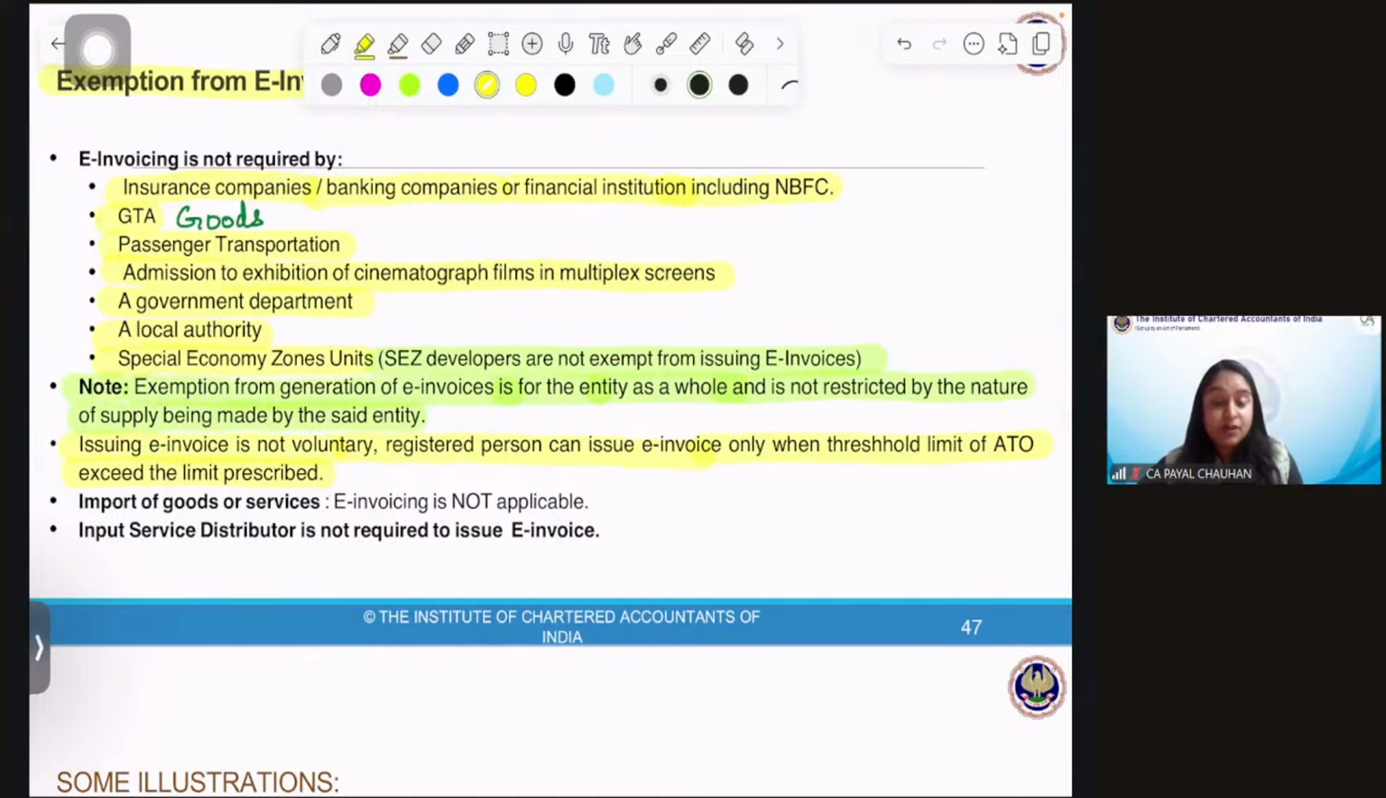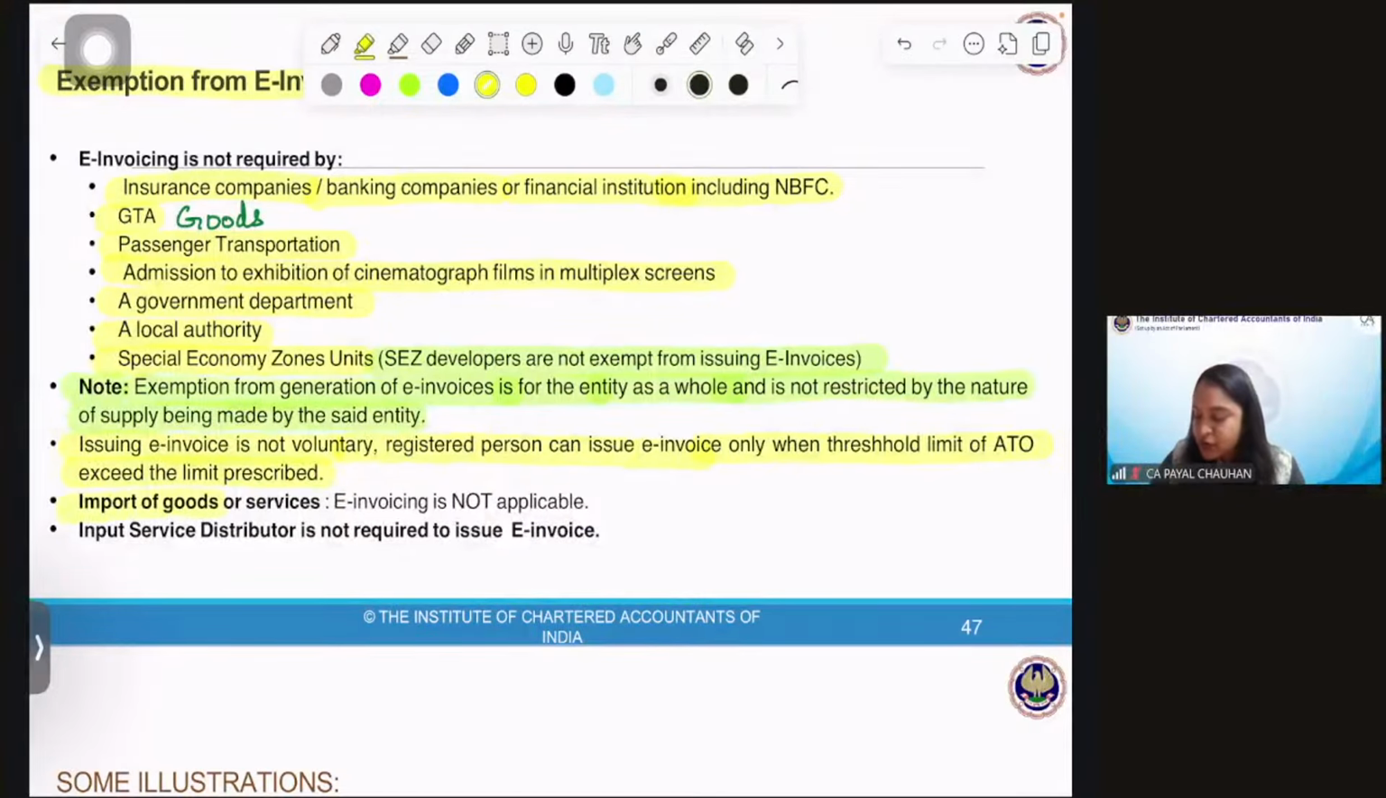Beta, we can have a voluntary registration under section 25, subsection 3. Right now, but under e-invoicing it's not possible until and unless you cross the threshold limit of 5 crore, the ATO of 5 crore. You cannot upload an e-invoice, you cannot have an e-invoice, right?